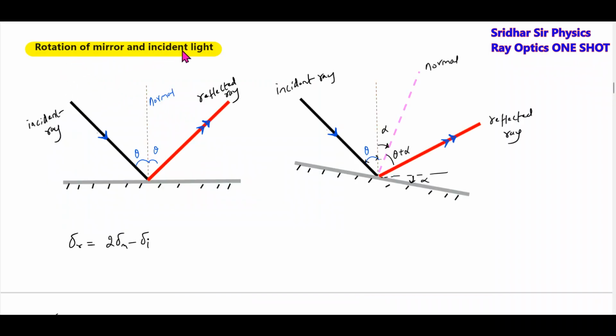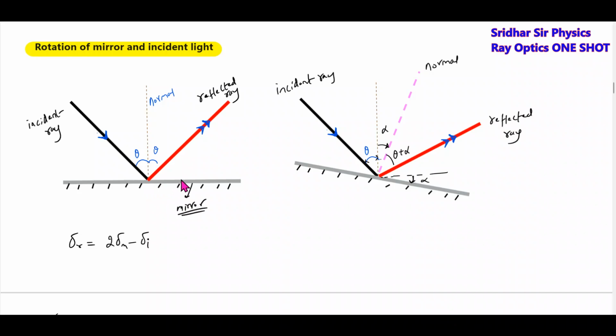Now, the rotation of a mirror and the incident light. There's incident light, it will make an angle theta with the normal. There's a reflected ray and there's a mirror. If I rotate the mirror by an angle alpha, then the incident ray, its direction will not change. But the normal, which is perpendicular to the mirror, will definitely rotate.